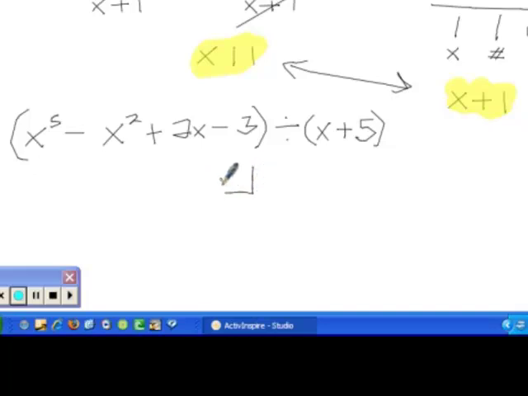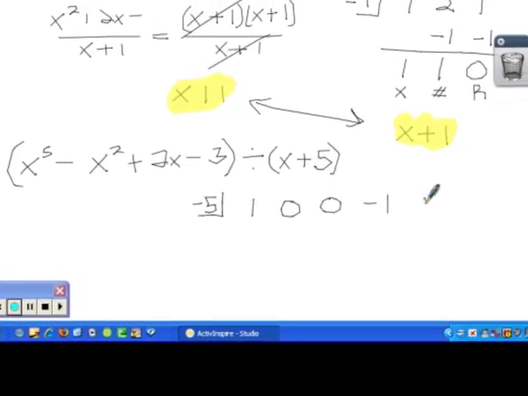I draw my box. Whatever sign I see here, I reverse. Now when you set this up, be careful. I have 1x to the 5th, 0x to the fourth, don't forget the zeros, 0x cubed, negative 1x squared, 2x, negative 3 is my number. Draw my lines, and then bring down, multiply, and add.